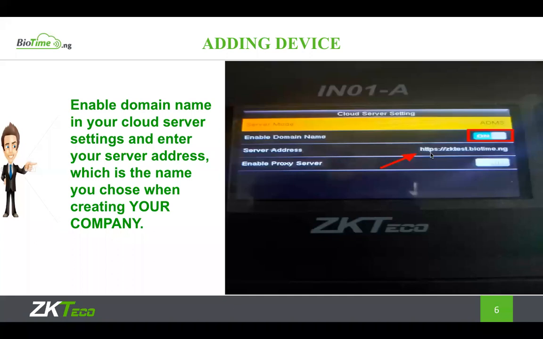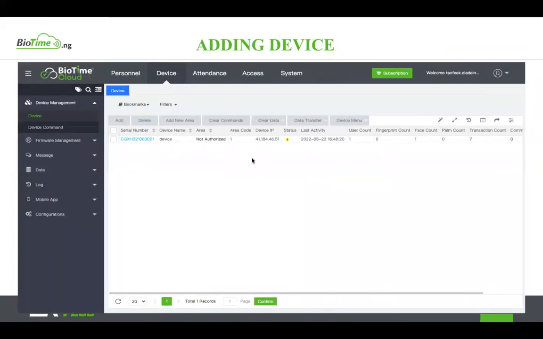So when you create a company, you put the URL on the device, and you have to put it in this format: https:// your subdomain .biotime.ng. It has to be in this format. So https://, your subdomain, then the biotime.ng domain. This is what you do. When you enable domain in your cloud server settings, you enter the address. When you do this, this is what you get.